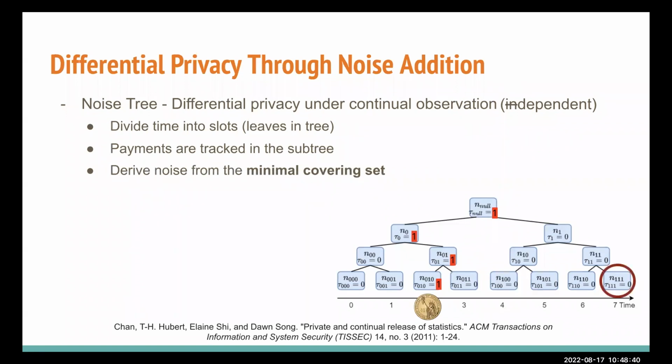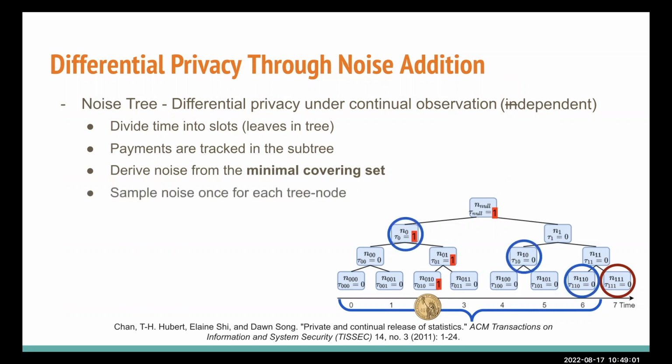For example, if the attacker queries at t equals 7, then the noise will be derived from the time span between 0 and 6. The minimal covering set of this time span is the nodes that are currently marked in blue. We sample noise just once for every tree node. And then we can just answer the question, can we transfer M coin?